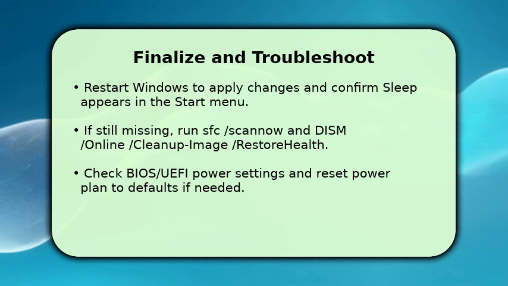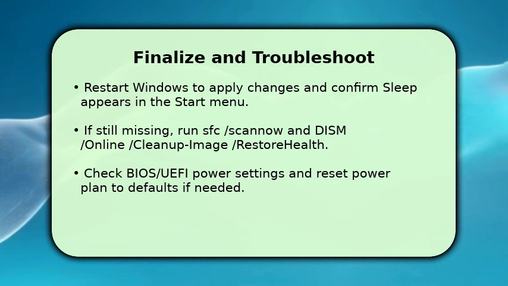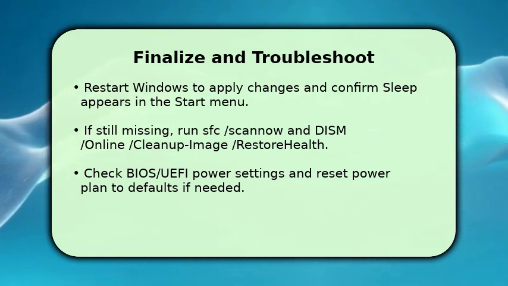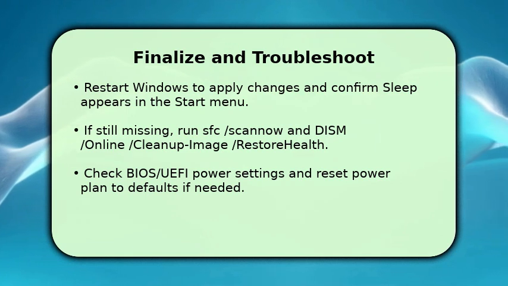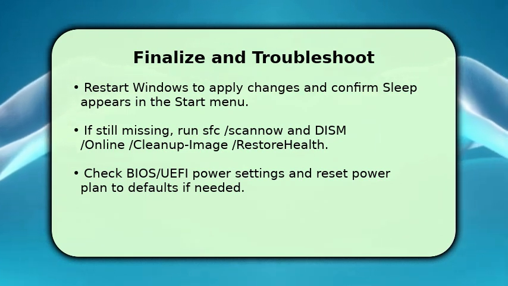As a final troubleshooting tip, reset your active power plan to defaults. This often restores hidden options. If none of that works, note error output from powercfg and seek targeted fixes based on those messages.